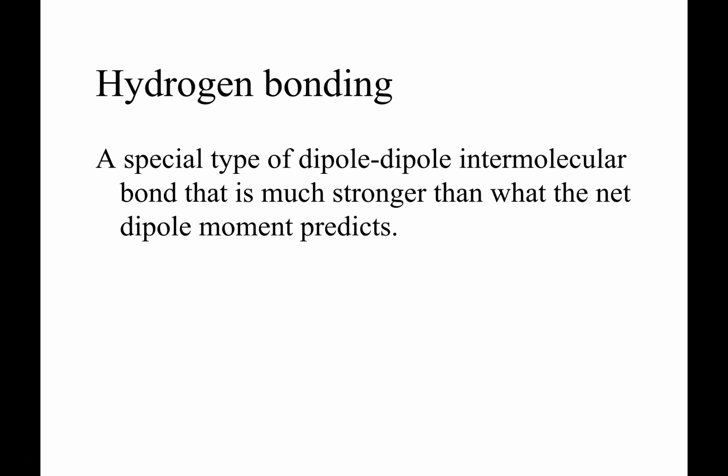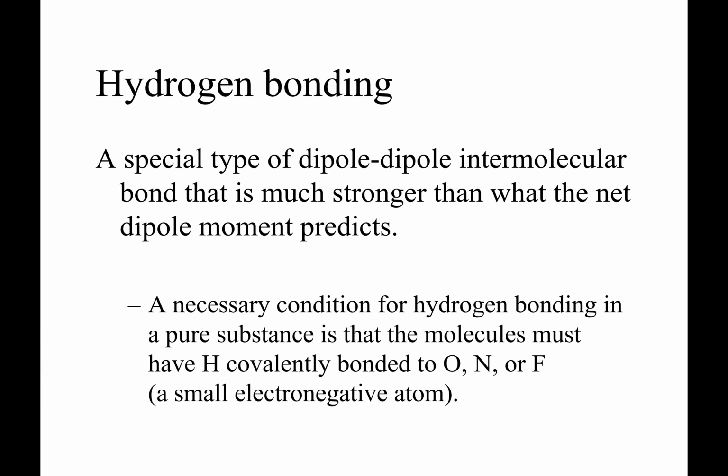Now, hydrogen bonding is a special type of dipole-dipole intermolecular bond. The criteria are that, if the hydrogen bonding is occurring in your pure substance, you basically need to have a nice fat region of electronegativity, which is partially negative, and you need to have a small thing that's partially positive.